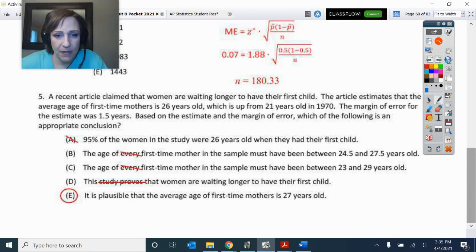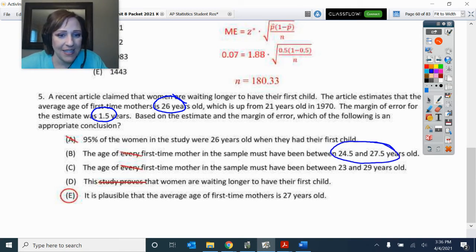Based on this estimate and the margin of error, which of the following is the appropriate conclusion? So here we had our 26, which is the sample result, okay? And then we did a margin of error of 1.5. So in essence, I can see it going from 24.5 to 27.5.